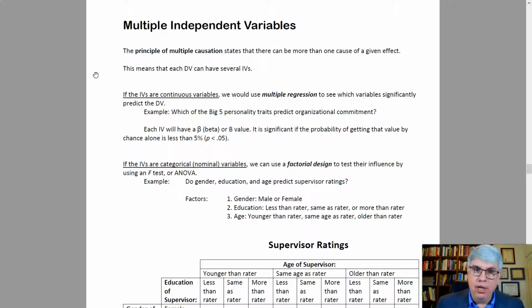For example, a research question might be, which of the big 5 personality traits predict organizational commitment? So the big 5 personality traits, or the personality traits that all other personality traits are correlated with, are the 5 main categories.